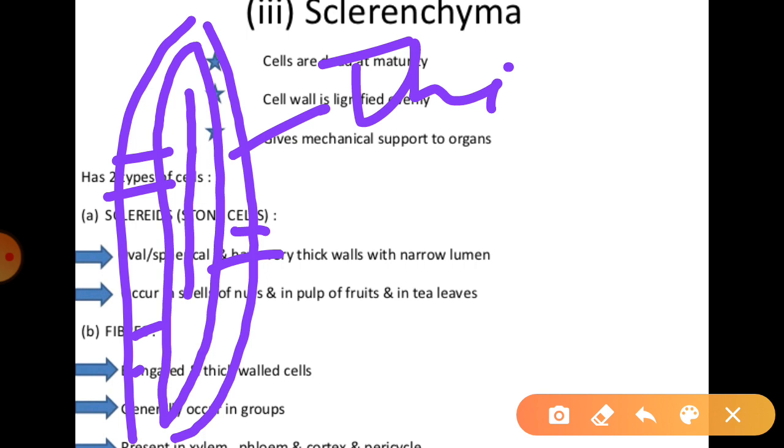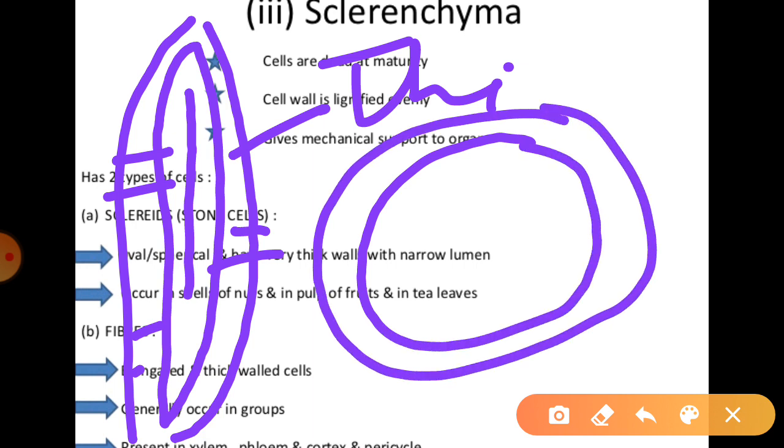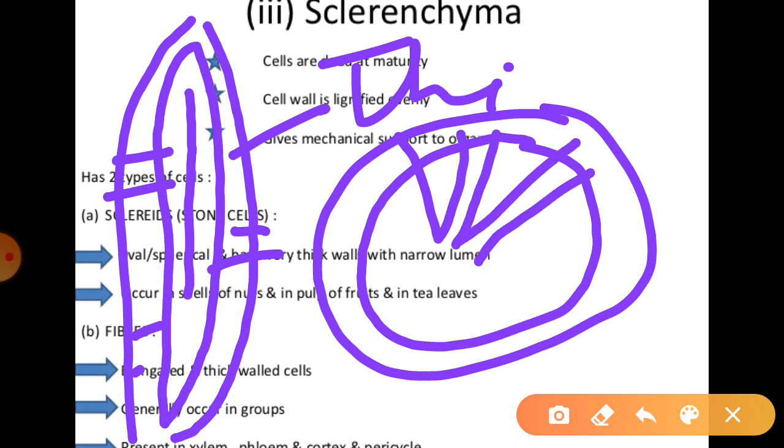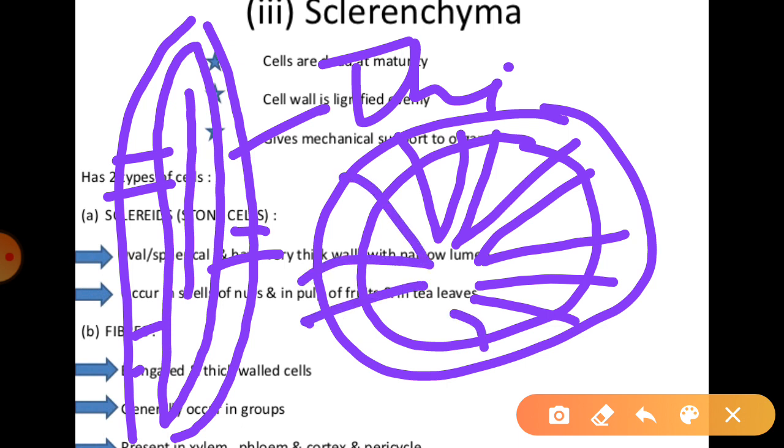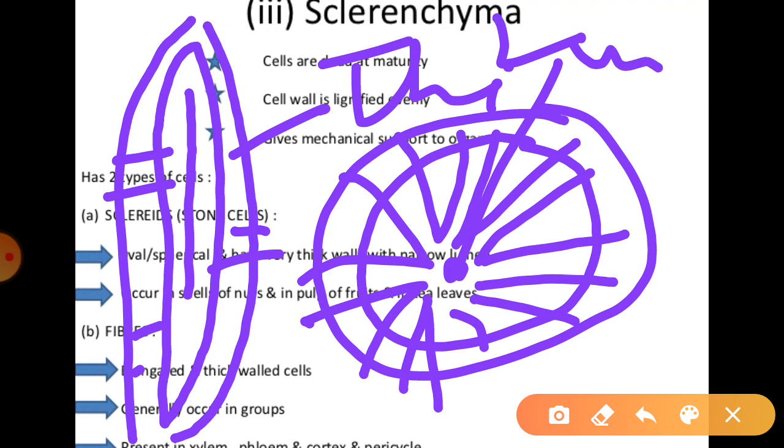On the other hand, for the sclereid diagram, you can draw the outermost structure like this, and from here you can draw like this. In this, this is the lumen. So these are the structures of the fibers as well as the lumen.